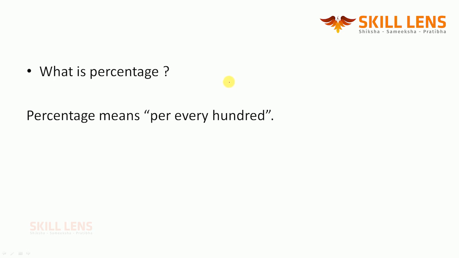Guys, whenever you come across this symbol, something should be in the numerator and something should be in the denominator, multiplied with 100. So my basic question is: what should be in the numerator and what should be in the denominator? If you understand this basic concept, your job is a cakewalk. So let's see what percentage actually is. Per every 100, percentage means comparison. So let's go to this slide.